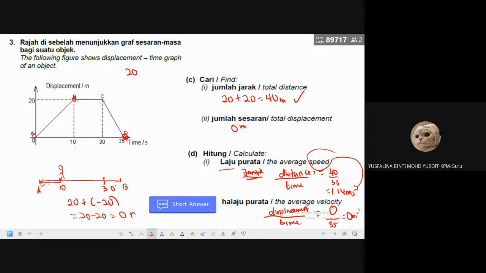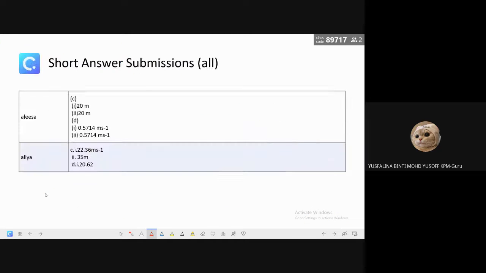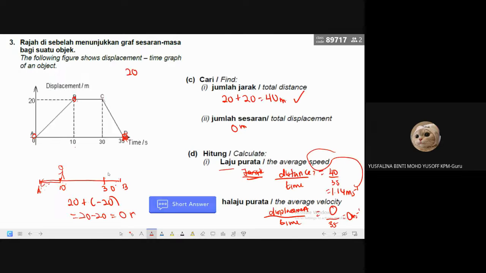So if you see the graph of displacement against time and you see an intercept at the x-axis, it means the object comes back to the original position, like this one. Okay, you move from here, then you go back. Okay, this one is wrong, this one is wrong, this one is wrong, this one also wrong, this one wrong. Okay, so are you clear about this one?